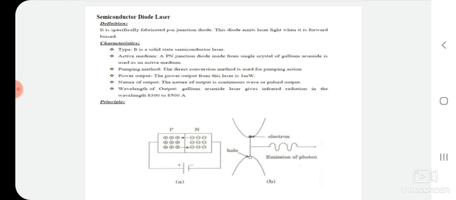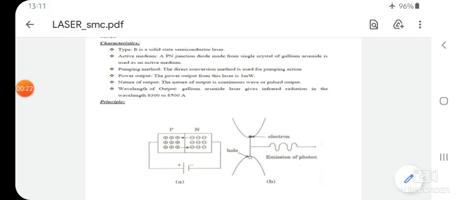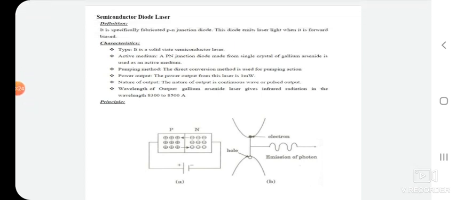Today, we are going to end this chapter with this last point, that is semiconductor diode lasers. In this laser, we will discuss its characteristics, its principle, its construction, advantages, disadvantages, and application. Okay, let us start one by one.